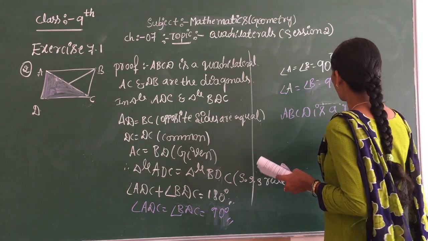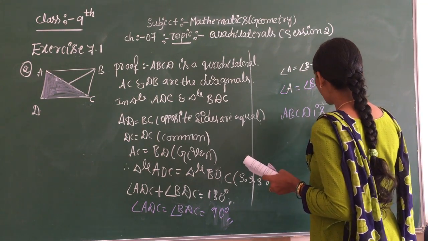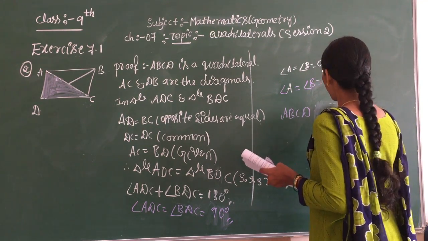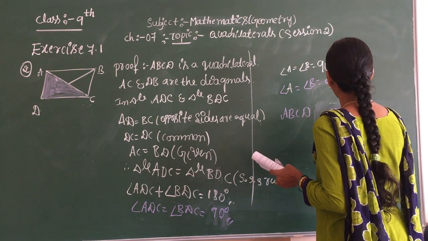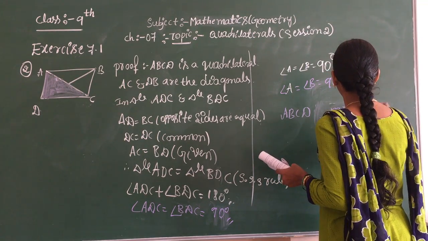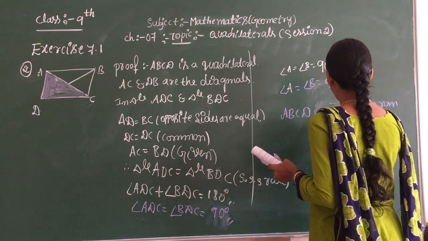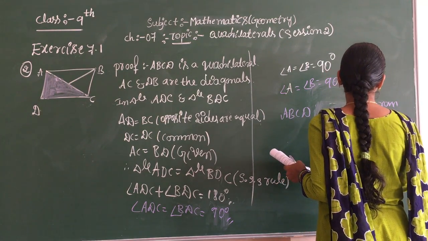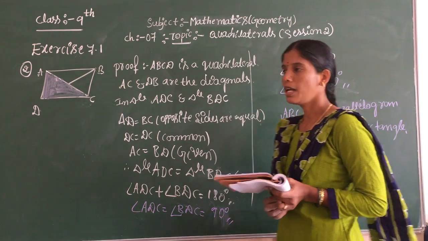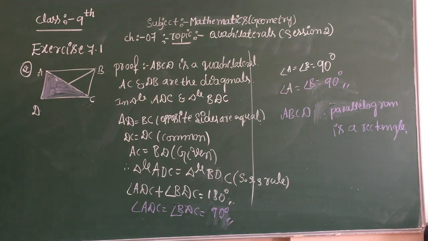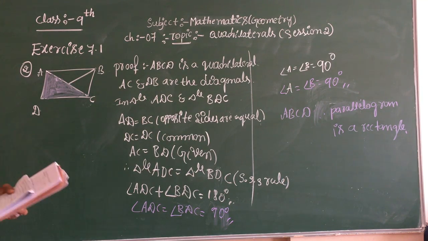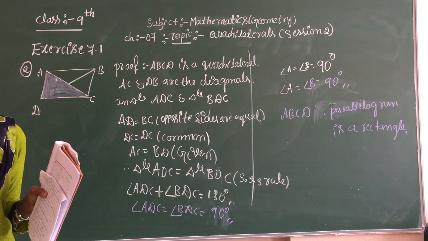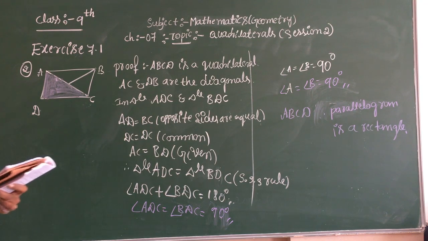Therefore, ABCD parallelogram is a rectangle. Do you understand? Easy, no? So you should compare one side to the other side. Now next we shall move to the third problem.